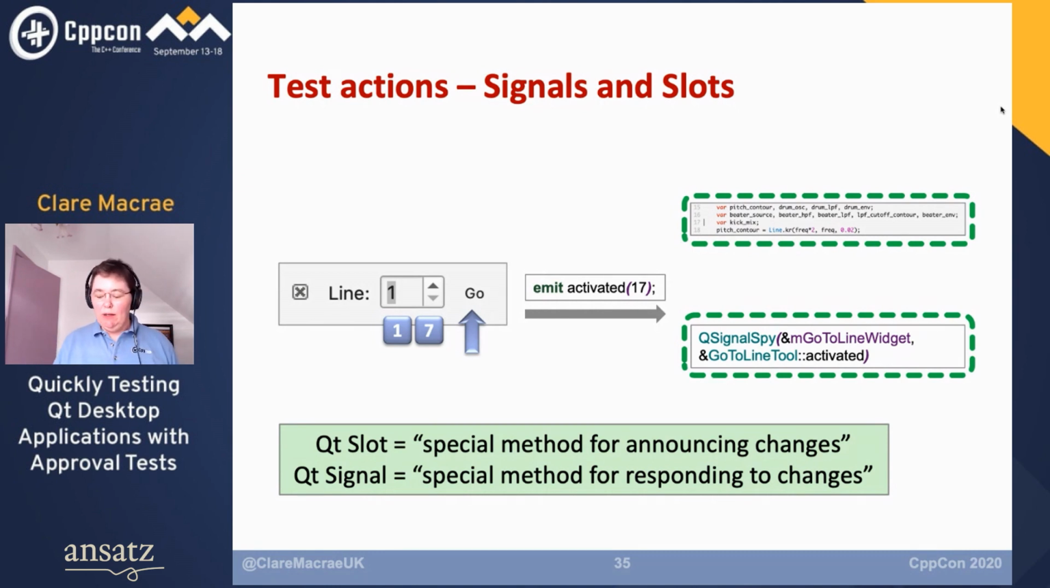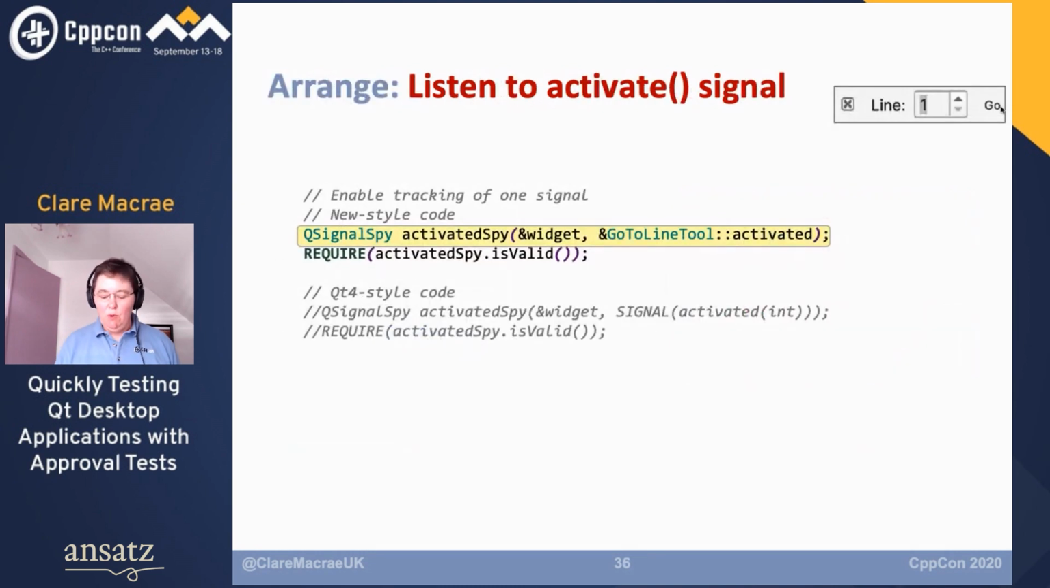So instead, we're going to use a Qt testing capability called QSignalSpy to listen out for signals. So we have more arranging code. We're creating a QSignalSpy. We're calling it activated spy because that's the signal that it's listening out for. We're passing in the widget and the pointer to the member function. That is the signal that we want to listen out for.